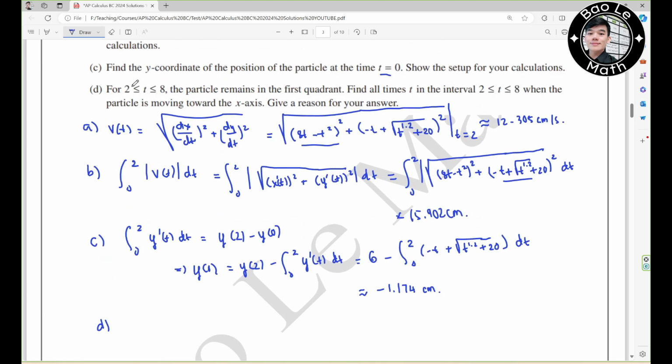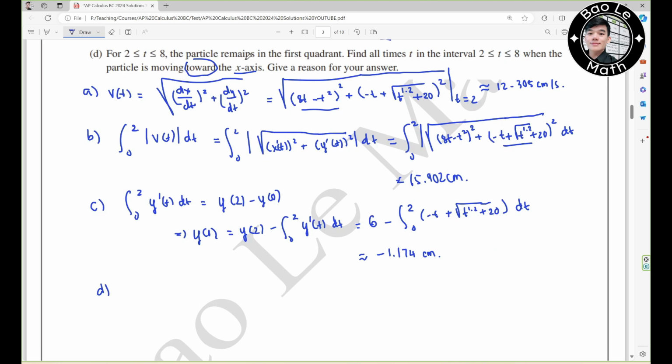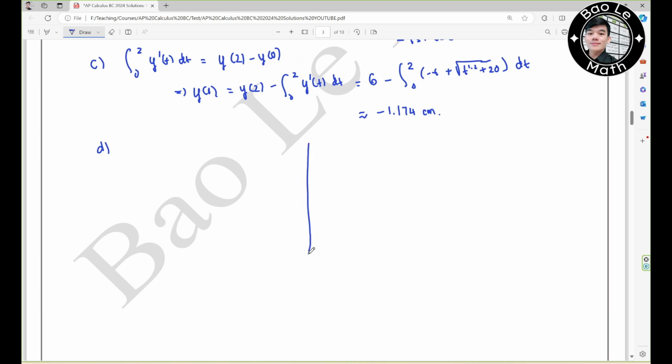For t between 2 and 8, the particle remains in the first quadrant. Find all times t in the interval 2 to 8 when the particle is moving toward the s-axis. Alright, here's the keyword: remain in the first quadrant. So we just draw this diagram. This is y and this is s. This is the first quadrant, this is the second one, this is the third one, and this is the fourth one.